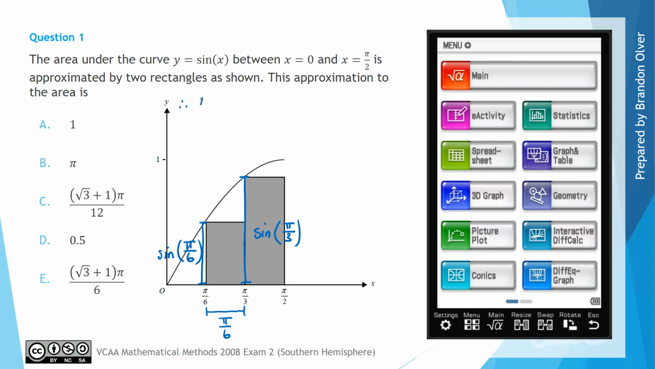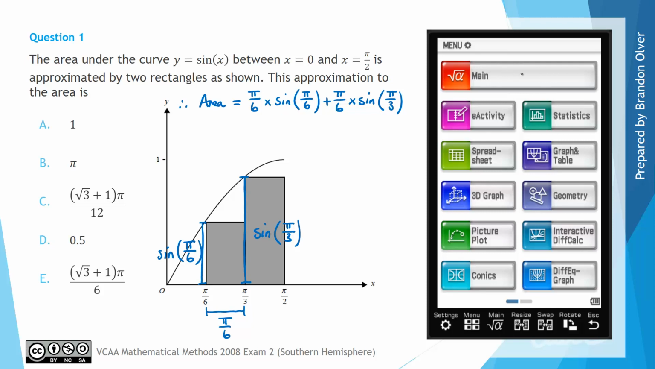Therefore the area of this approximation is equal to the width times the height of each rectangle. The width is pi on 6, and for the first rectangle the height is sine of pi on 6. Then we add on the second rectangle, which has a width also of pi on 6 times its height, which was sine of pi on 3 from before. Now we can use the CAS calculator to evaluate this, or if you had good knowledge of exact values you might be able to go through this by hand.